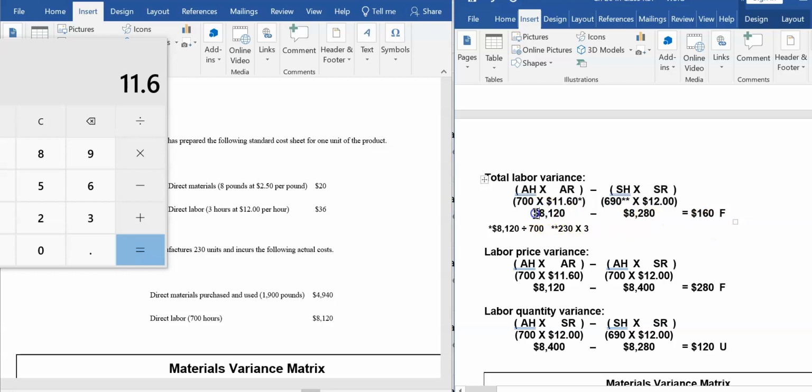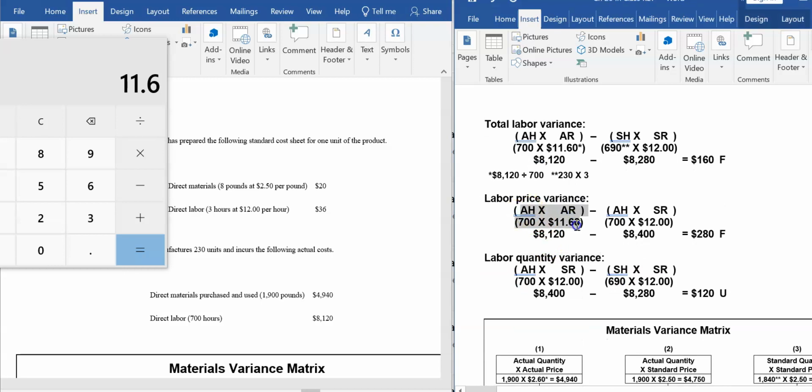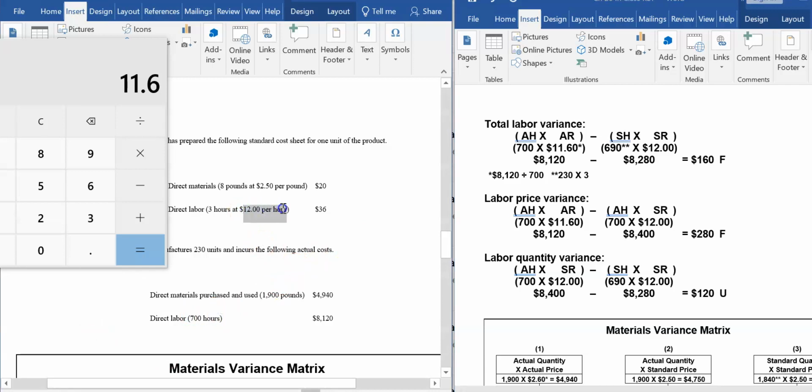It's favorable because our actual labor costs were less than what the budget says they should have been. Okay. Finally, price variance. We're going to break down the labor variance into the price variance and quantity variance. The labor price variance: total actual hours times the total actual rate, and compare that to the flexible budget, the actual hours at the standard rate. Actual hours were 700. The standard rate is $12 per hour.